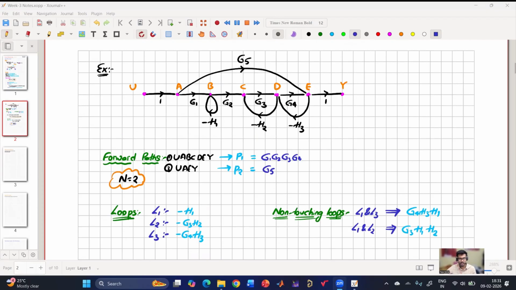I think I got your question. Yes, the loops that are not touching the forward path. No, we should not consider the last term, G3, because E is considered a part of the path.